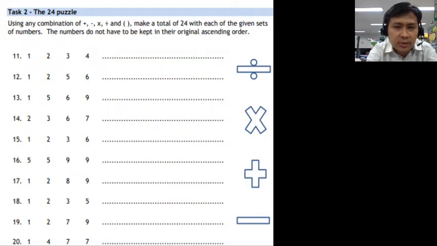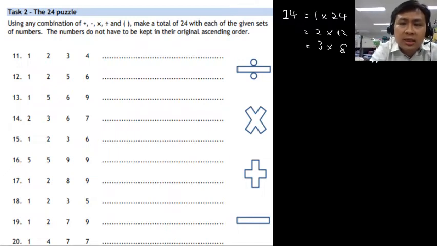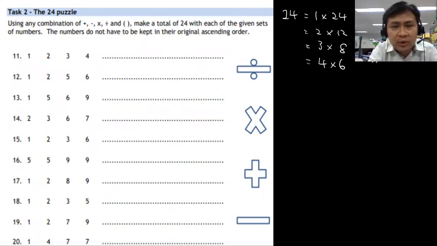A simple idea to suggest to you: 24 has many different factors. So 24 has 1 times 24, 2 times 12, 3 times 8, and 4 times 6. So what you can think of for this set of questions is to make combos. You try and make combos of 1 and 24, 2 and 12, 3 and 8, 4 and 6, and so on, such that you can make a combination using the 4 numbers given here.